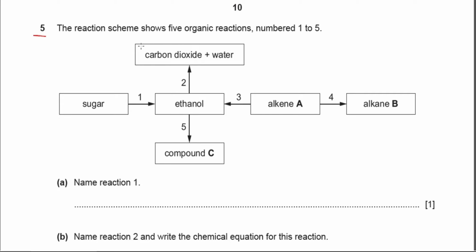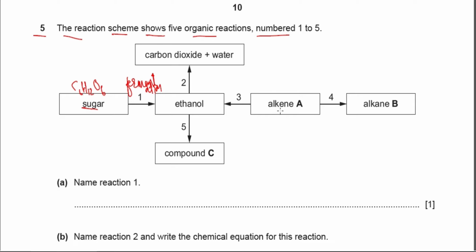Now this is question number 5 of the same paper, and it says that the reaction scheme shows 5 organic reactions numbered 1 to 5. So I'm quickly giving you the idea, then we proceed with what the question requires. You can see that this is sugar, C6H12O6, the simplest sugar, and we can say glucose as well. From glucose we are getting ethanol, so this is called fermentation. Through fermentation we can get ethanol from the sugar.